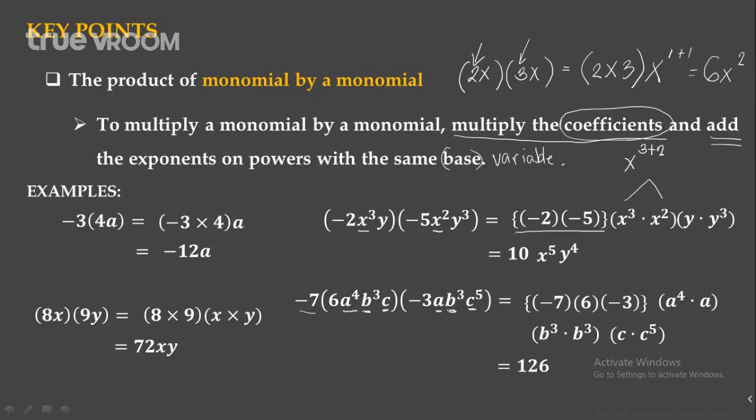How about for a? What is the product of a raised to the 4th power times a? a raised to the 5th power. How about for b? b raised to the 6th power. How about for c? c raised to the 6th power. So that is the final answer.